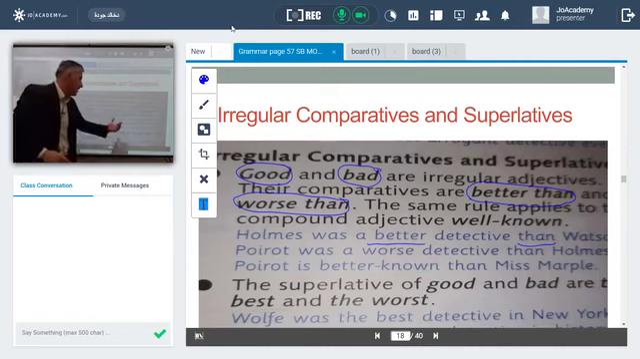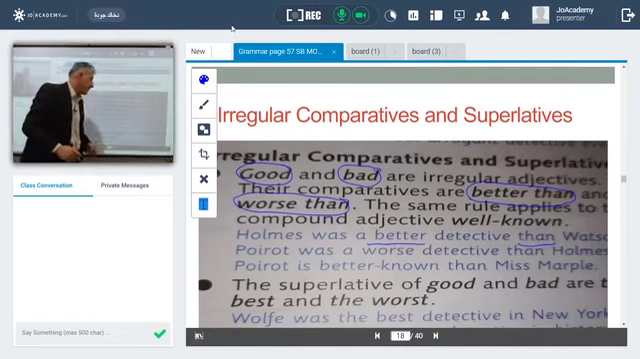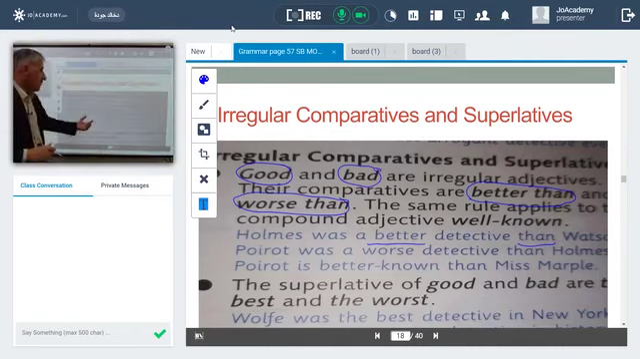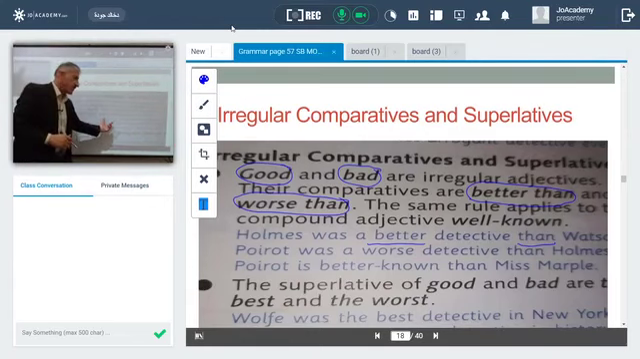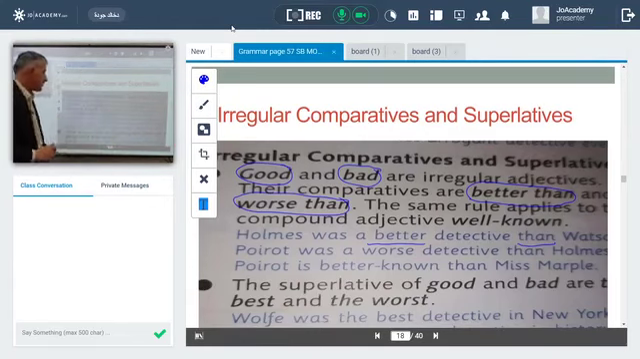Here we have the adjective. Sorry, better is the adjective. Better detective than Watson. Poirot was a worse detective than Holmes. Poirot was better known than Miss Marple. Better known than. Okay.